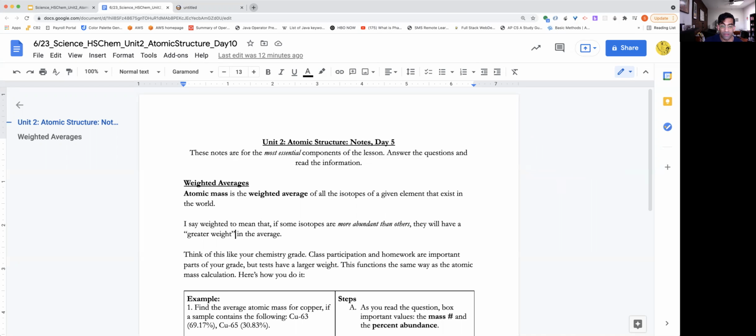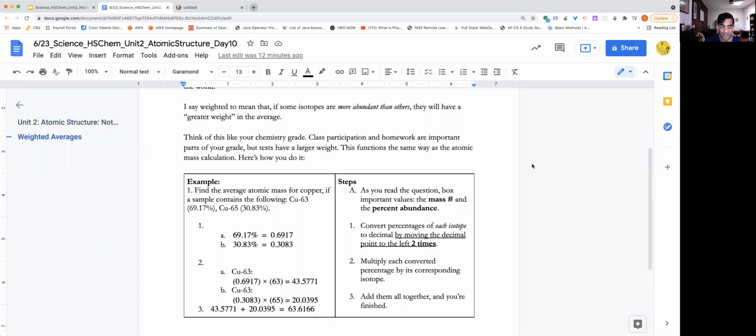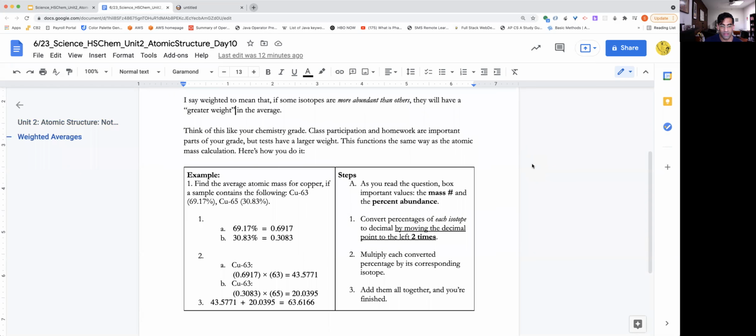When I do a weighted average, that means that certain things weigh more or have a greater weight in the average than others, all right? And so I'm going to demonstrate that, but first I'm going to give you an analogy. Let's say that you're taking this chemistry course for a grade. We know that not all assessments or assignments are created equal. You might have a class participation component and a homework component, and then a test or exam component, quiz component. And each one of those is weighted differently depending on what your teacher decides.